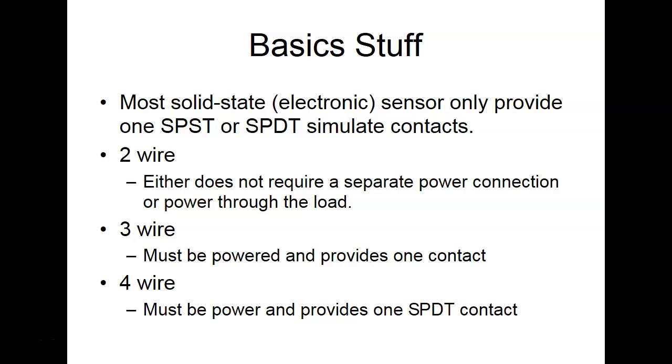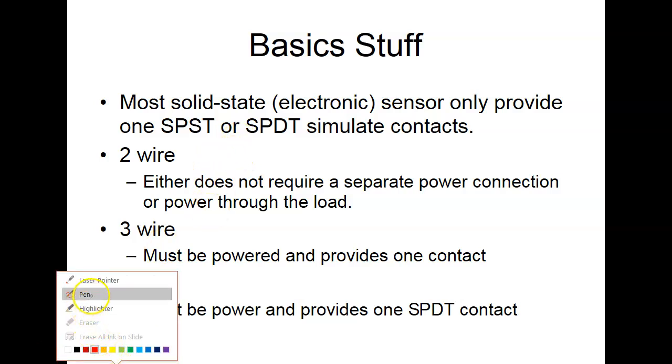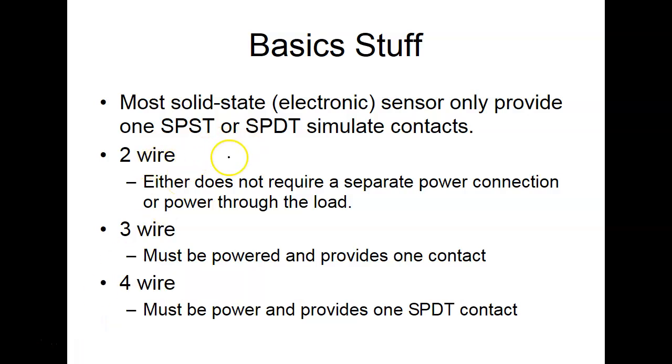Anybody remember the color code? We've already talked about this in this class. So on a 2-wire sensor, brown is going to point toward L1, and then blue is going to point toward L2. And the load's going to be in between that, right? On a 3-wire sensor, brown is going to connect to plus DC. So these are DC sensors.